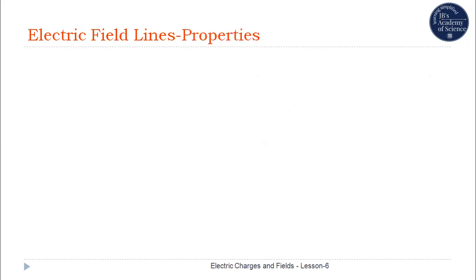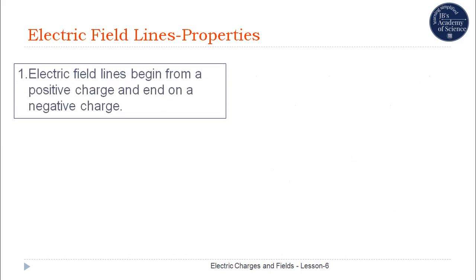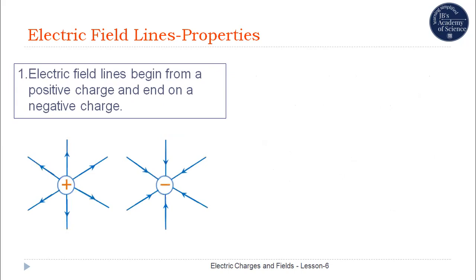Now let us discuss some properties of electric field lines. First, electric field lines begin from a positive charge and end on a negative charge. They are taken to be originating from positive charge and ending on negative charge. Electric lines of force are directed away from the positive towards the negative charge.